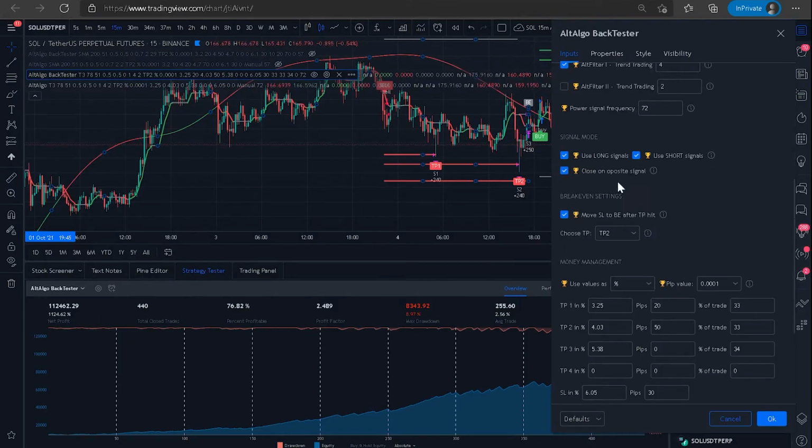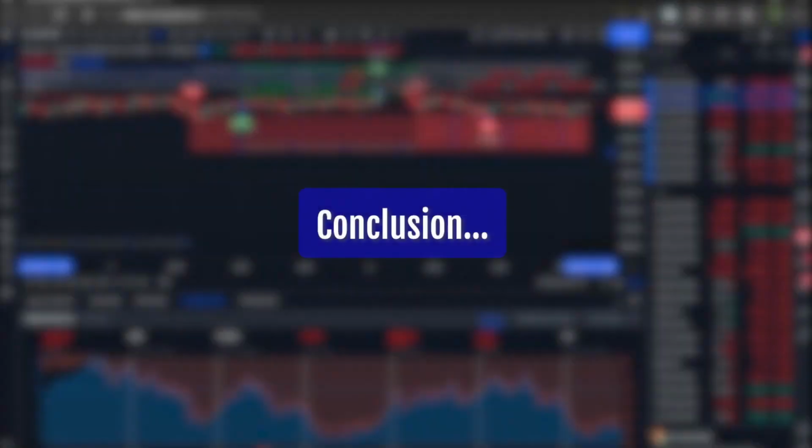We also see that it's set at break even, so whenever take profit 2 is hit, we move the stop loss to take profit 2 in order to avoid any stop losses.